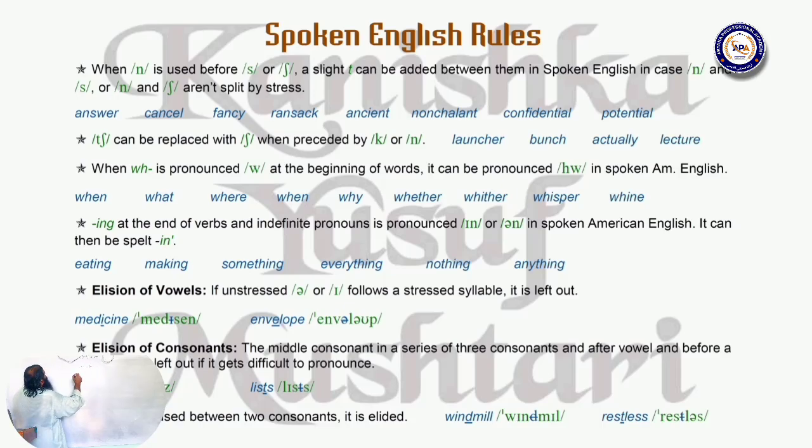Medicine, for example. The word medicine, three syllables. The second syllable has a schwa sound, and there is no stress in this syllable. But the previous syllable has stress, "me". So we can elide this sound, and instead of medicine, we can pronounce it "medcine". These elisions happen for ease in speaking, so that we can speak easily.